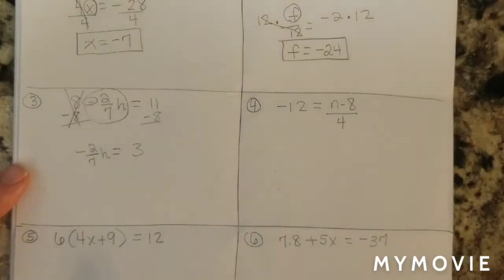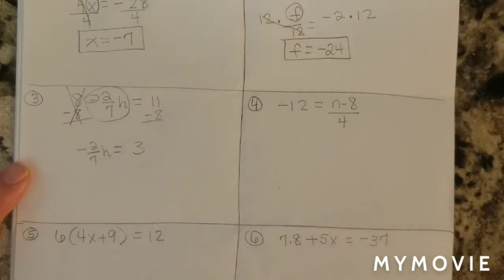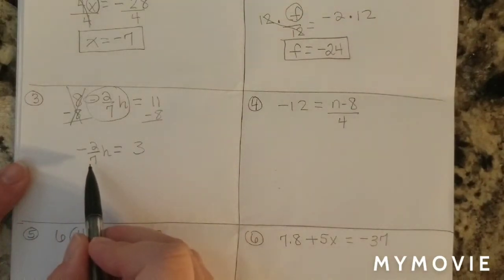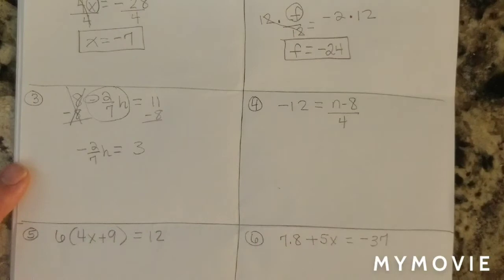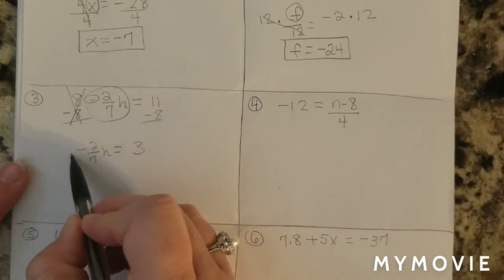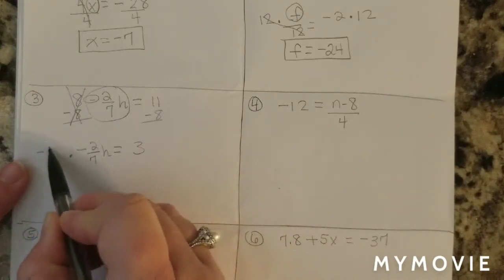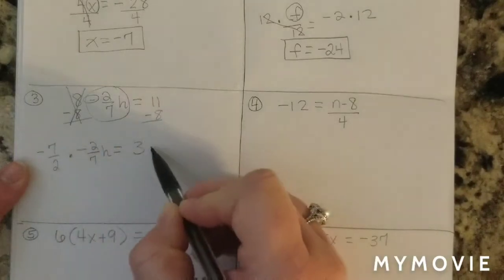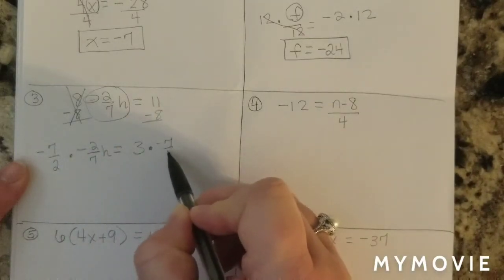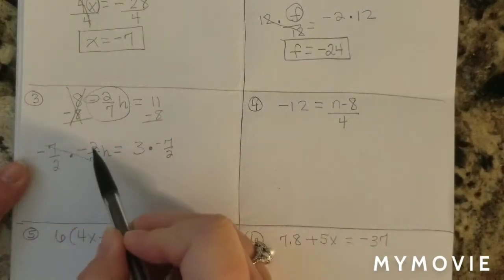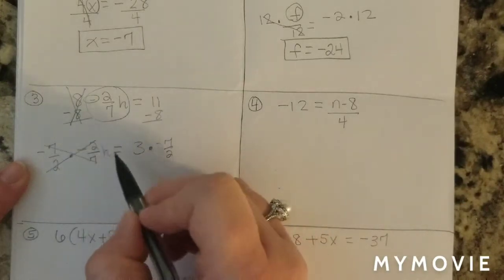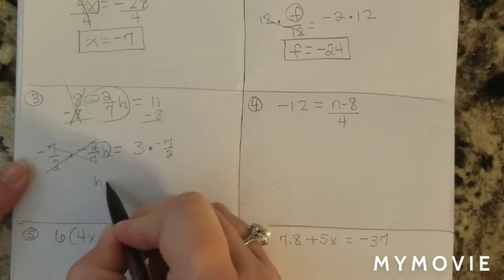Now we still need to get that h by itself. So right now this h is being multiplied by negative 2/7. So we need to divide both sides by negative 2/7. And we know when we have two fractions and we want to divide, we flip the second one and multiply. So that's what we're going to do. We're going to flip it and multiply. Negative 7 over 2. And on the other side is negative 7 over 2. So this cancels out, or it equals 1. And we're just left with 1/8.